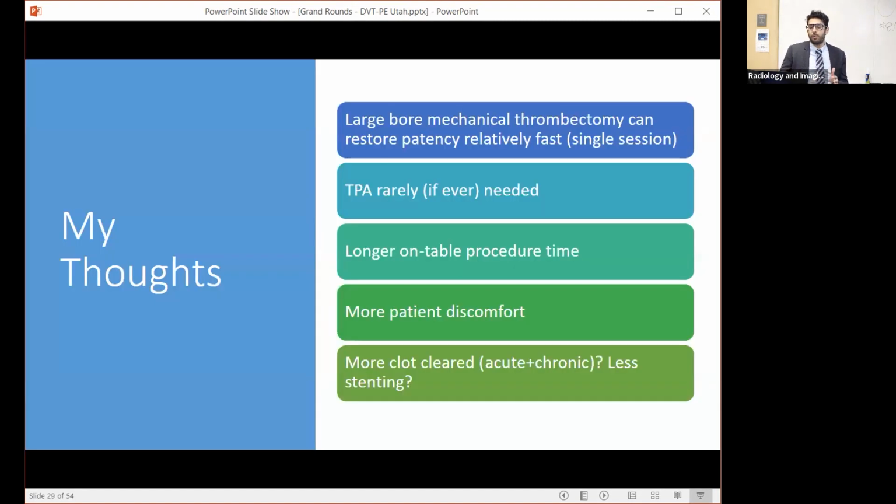I think large bore mechanical thrombectomy really does work very well. It restores patency very fast, and you can do it in a single session. You rarely, if ever, need TPA.